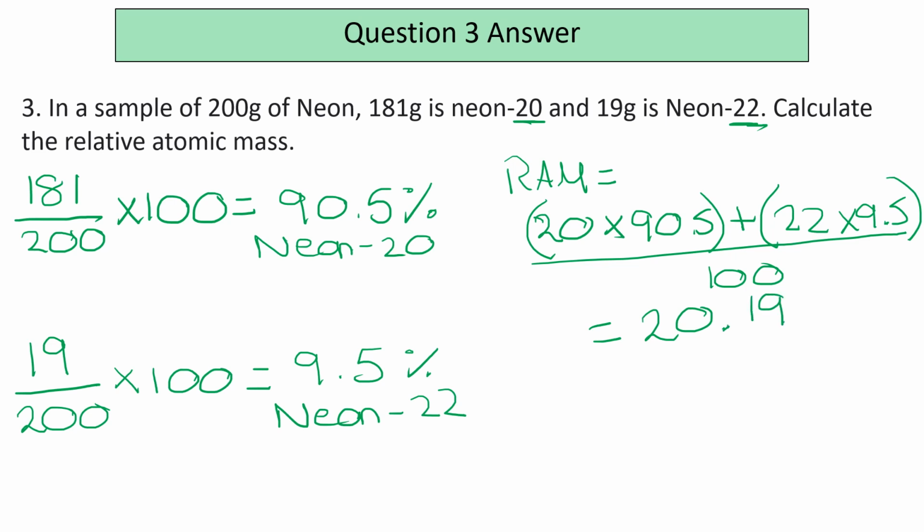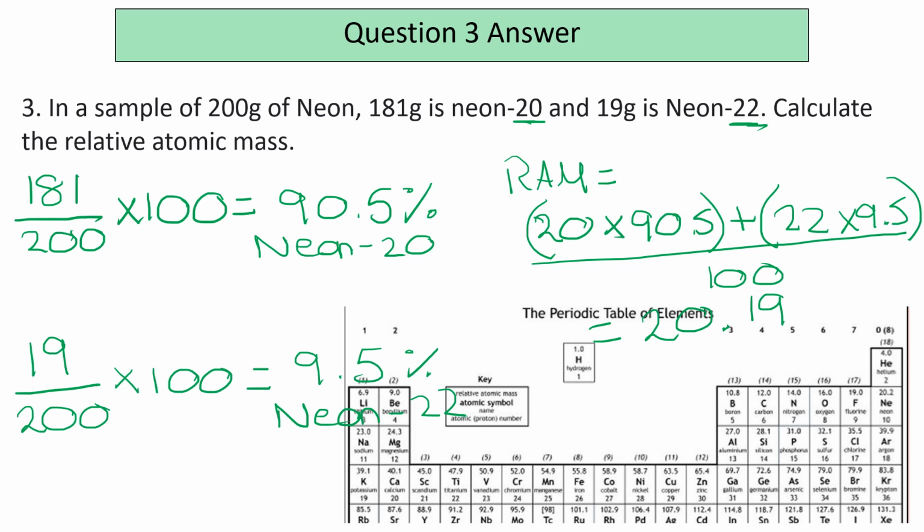20.19. And again, if we look at the more accurate periodic table, we actually see that neon has a relative atomic mass of 20.2 because again, they have rounded up to the first decimal place, whereas on the GCSE periodic table, that is not the case.